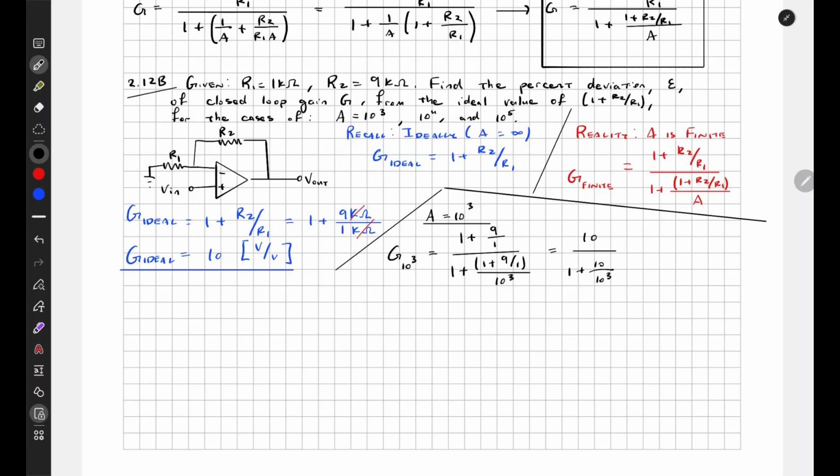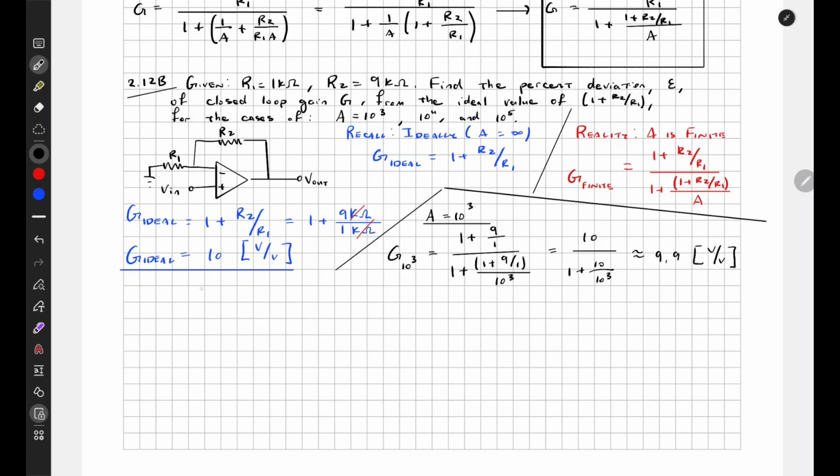And now I will plug this into the calculator. And so this is equal to 9.9 with some zeros and then some more 9s, but just cut it off at 9.9. And the question asks, if it's 9.9, what is the percent deviation from the ideal case? The units is volts divided by volts. So what is the percent deviation?